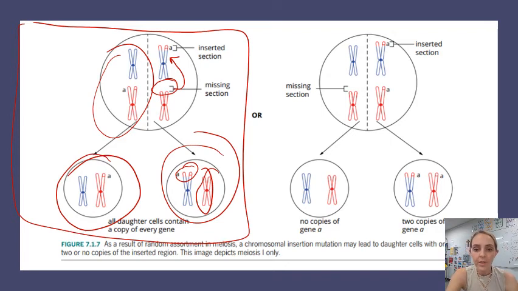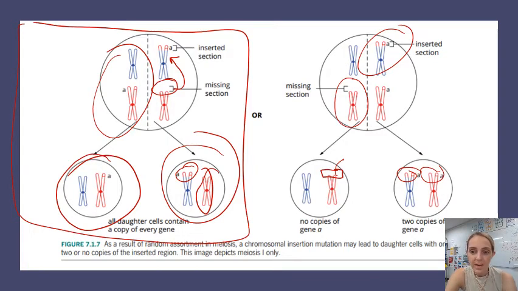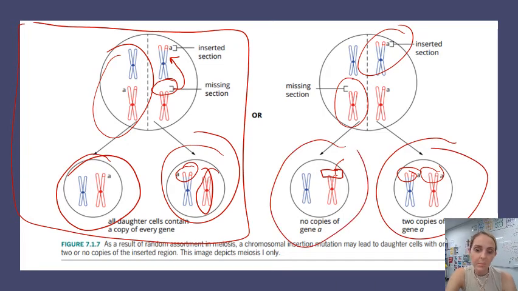On the right though, if they align in a different way, so this is the missing one and this is the inserted one, as they divide, the one on the left here is going to be missing that red section that was taken from it, and the one on the right has two copies of that. So that's not so bad, but this is going to be bad because there's actually missing genes there. So that's just to give you some context of how it's a random chance whether sometimes these mutations even get noticed or passed on.